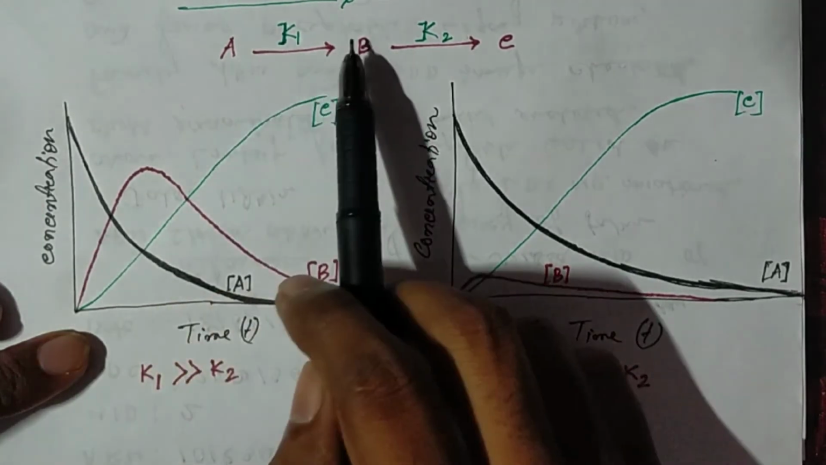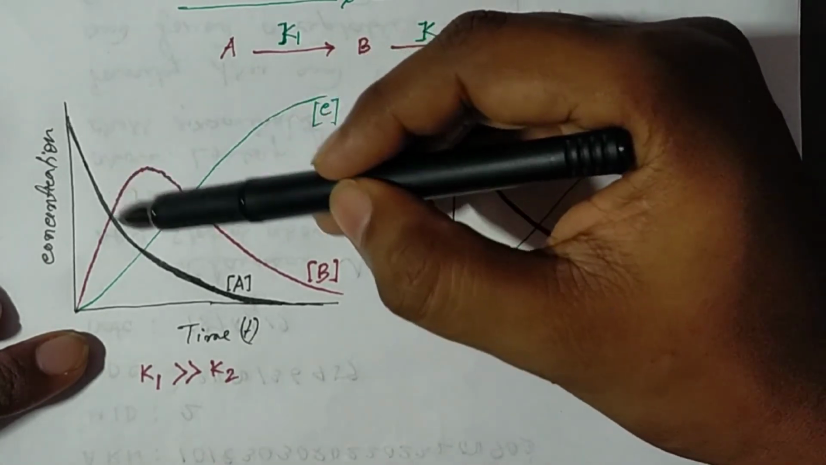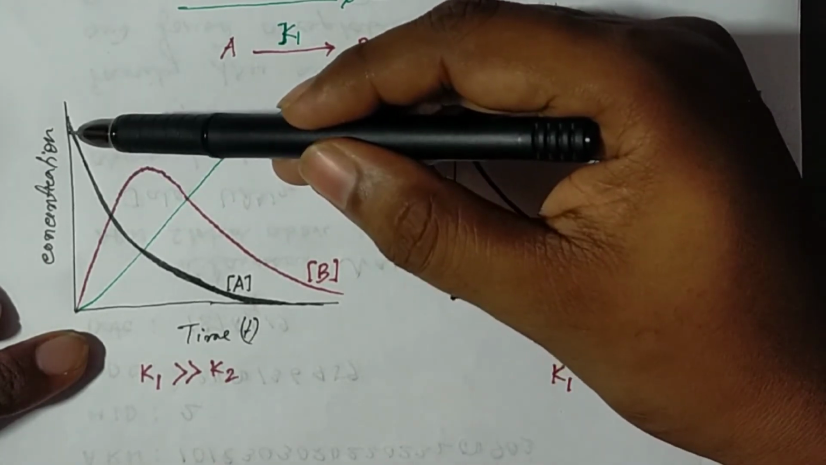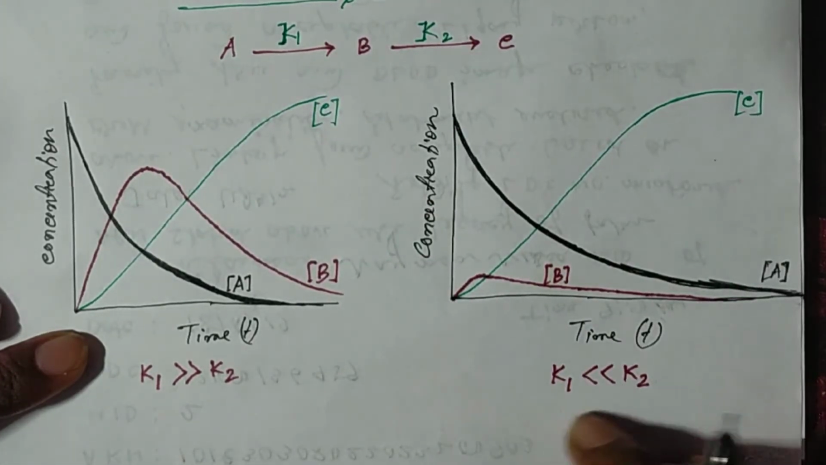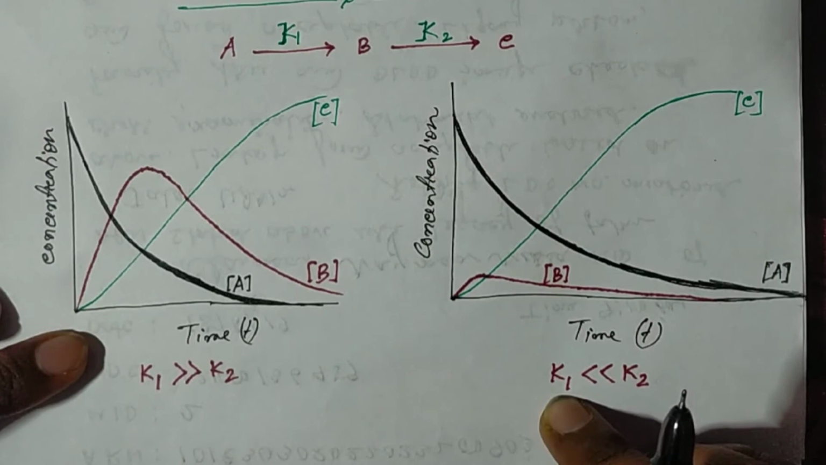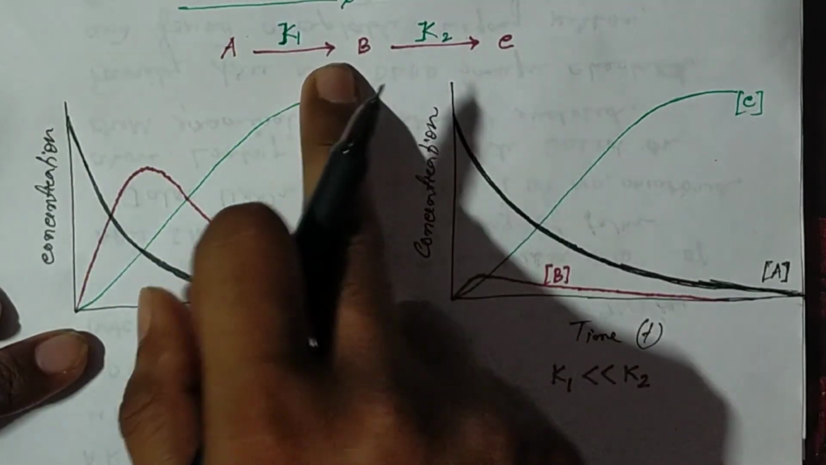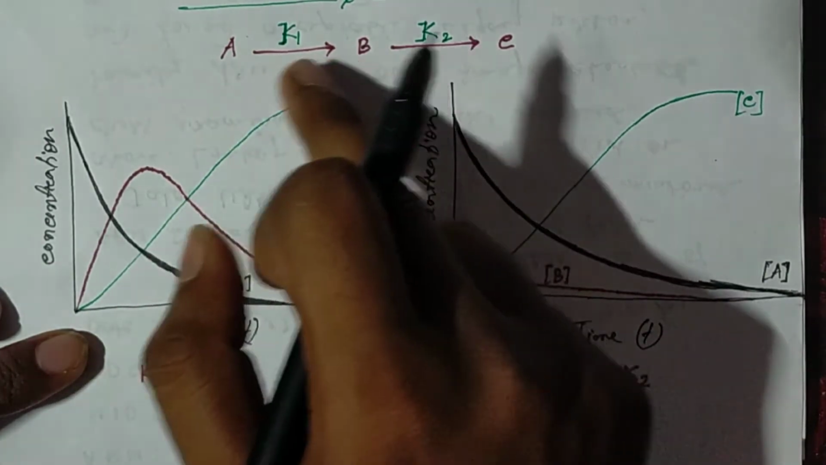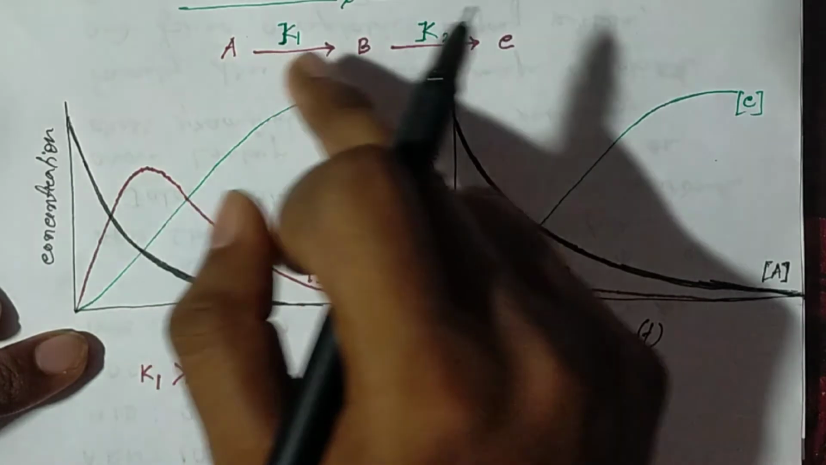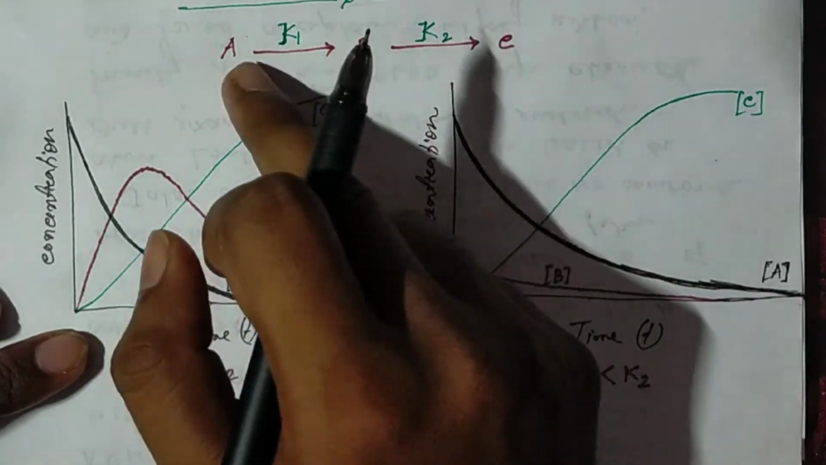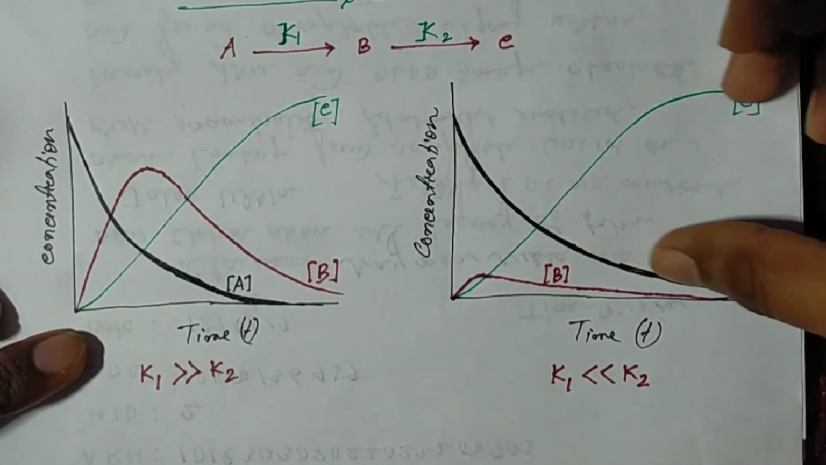It is immediately converting A to B. Okay, so in this case, as A is immediately converting to B, there is a very sharp decrease in concentration of A. But in this case K1 is very small, so this step is slow. So the decrease in concentration of A to B is very slow. So there is no sharp decrease.